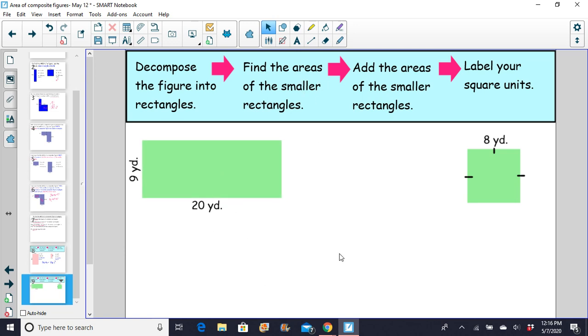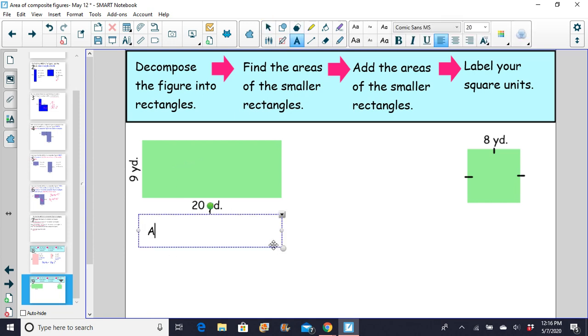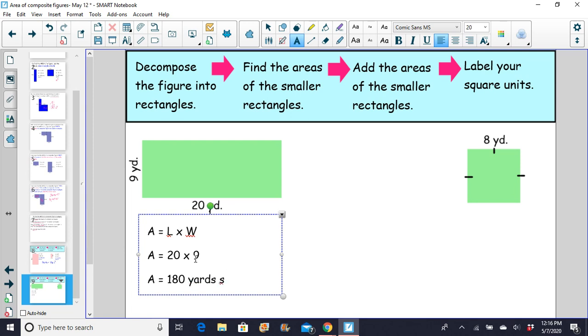Find the areas of the smaller rectangles. Let's go ahead and tackle this one on the left. Area equals length multiplied by width. We're finding the area. The length here is 20 yards multiplied by 9 yards. 20 multiplied by 9. 2 times 9 is 18, and 1 zero from the 20. So we have 180 yards squared.